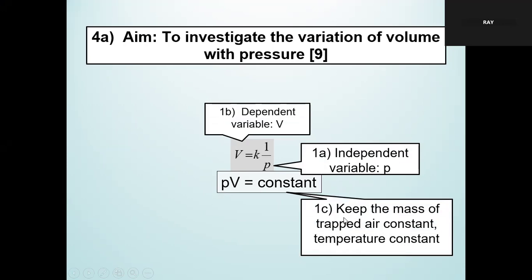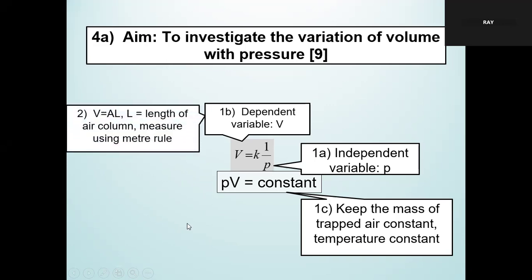Paper 5. Keep the mass of trapped air constant, temperature constant. You want the variation of volume and pressure. So we keep temperature and mass constant. How to find the volume? If it's in a container or in the apparatus, volume is just your length of air column. How do you measure it? Using a meter rule, and then calculate with the cross-sectional area.